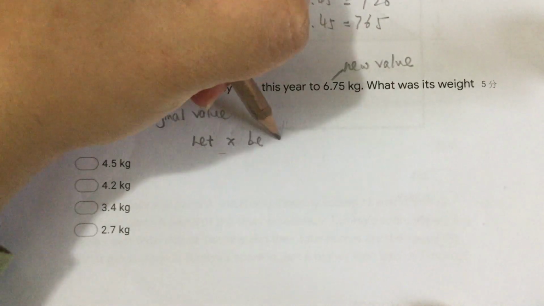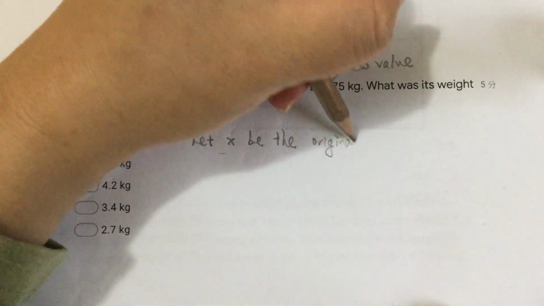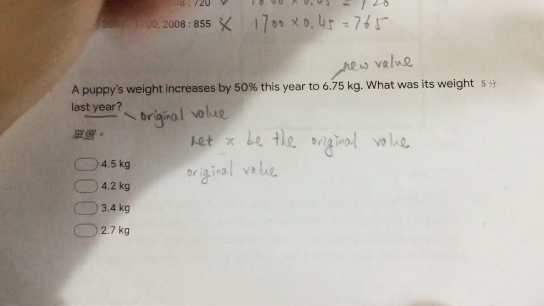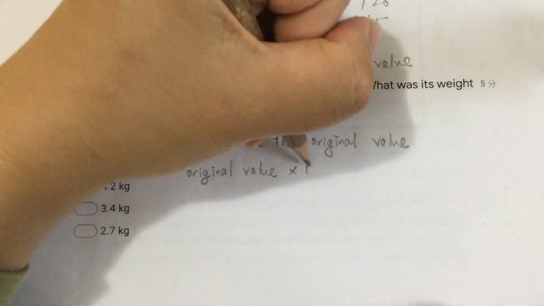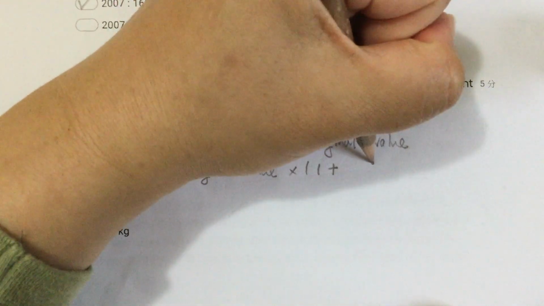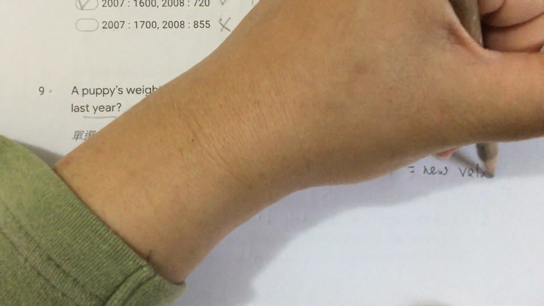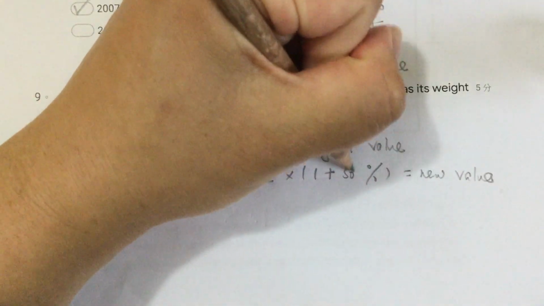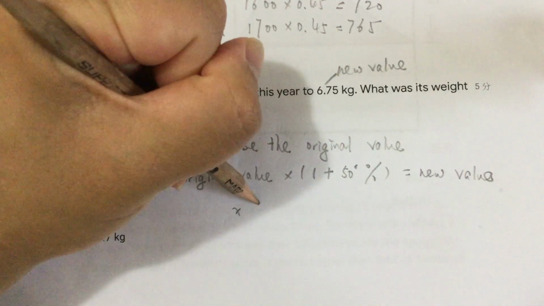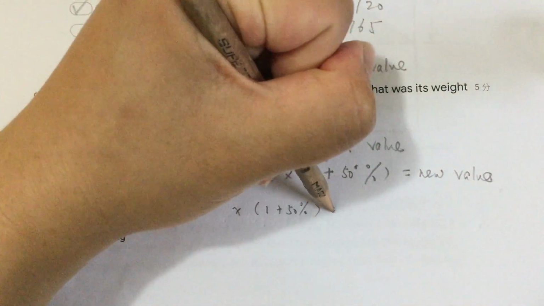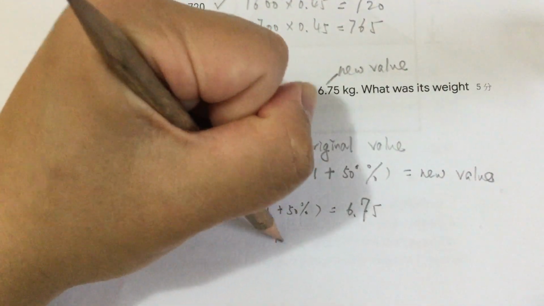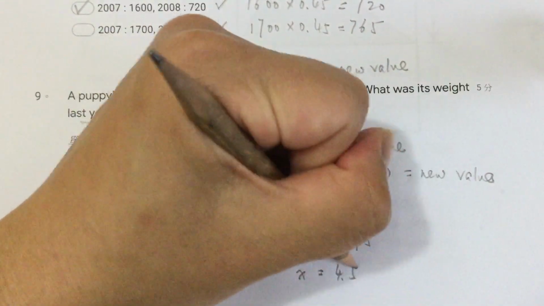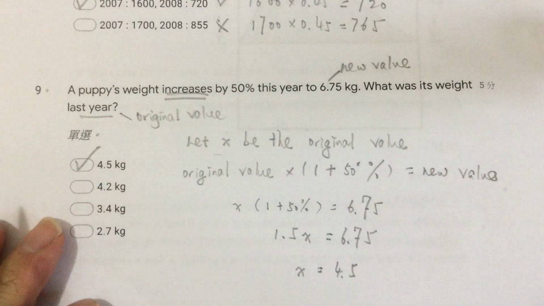First of all, we must let x be the original value, because we will use the formula that you must remember. The original value times 1 plus, because this is an increase, so always plus some percent, equals the new value. So we are going to times 1 plus 50% in this question. So x times 1 plus 50% equals 6.75, and 1.5x equals 6.75. So x is equal to 4.5 immediately. So this is A, the answer for question 9.